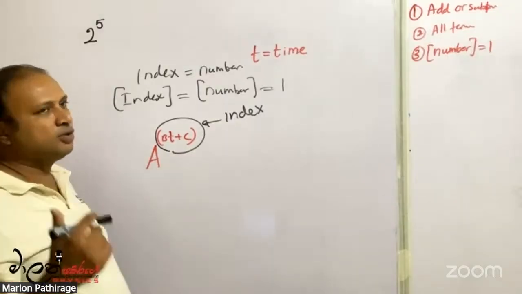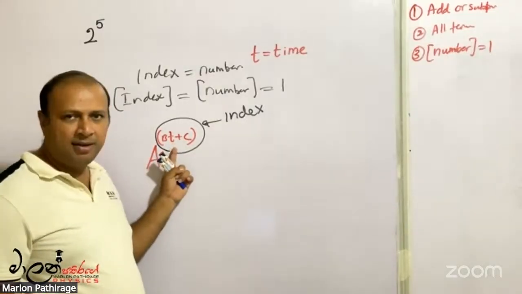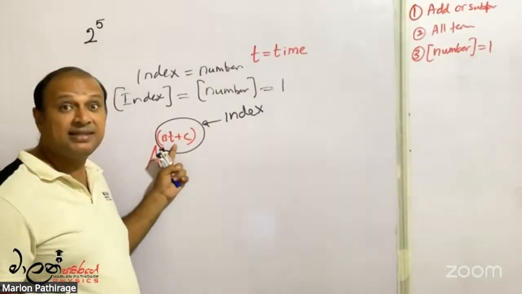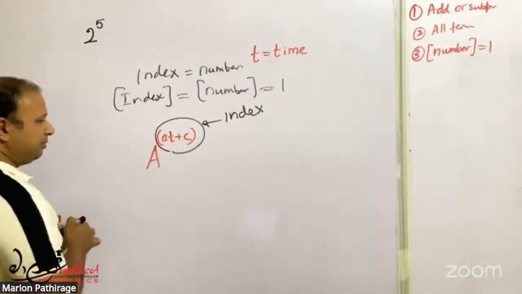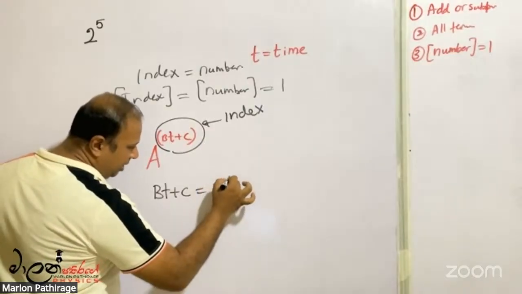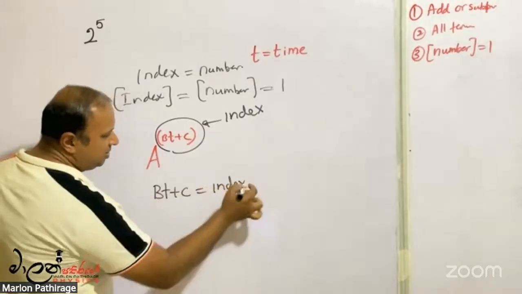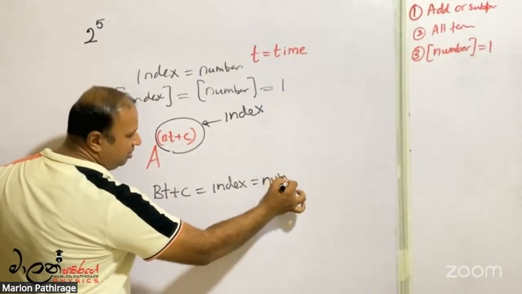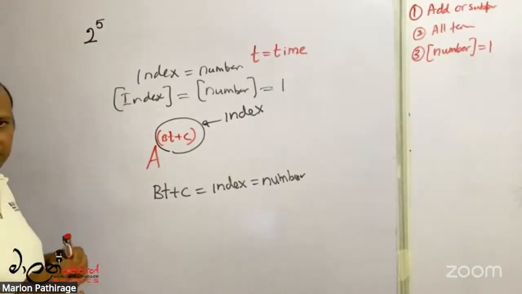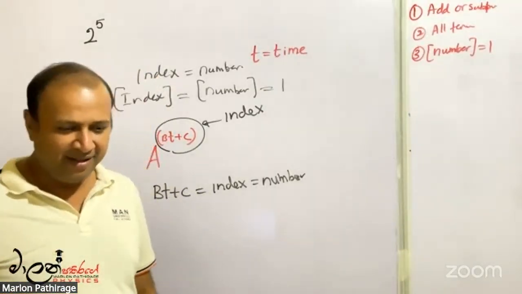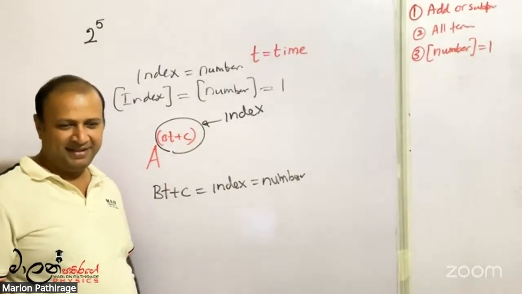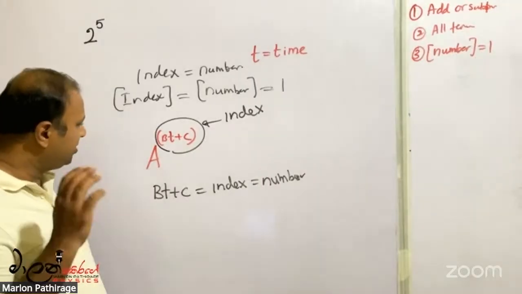Therefore, if there is an expression as an index, this expression, that means bt plus c, this is the index. Therefore, this expression should be a number. This expression should be a number. Is that clear? If it is clear, please raise your hand.